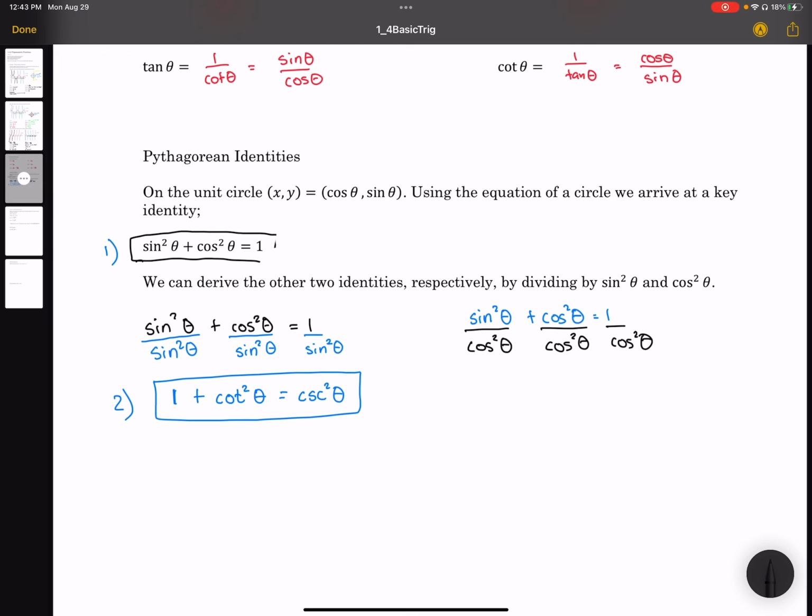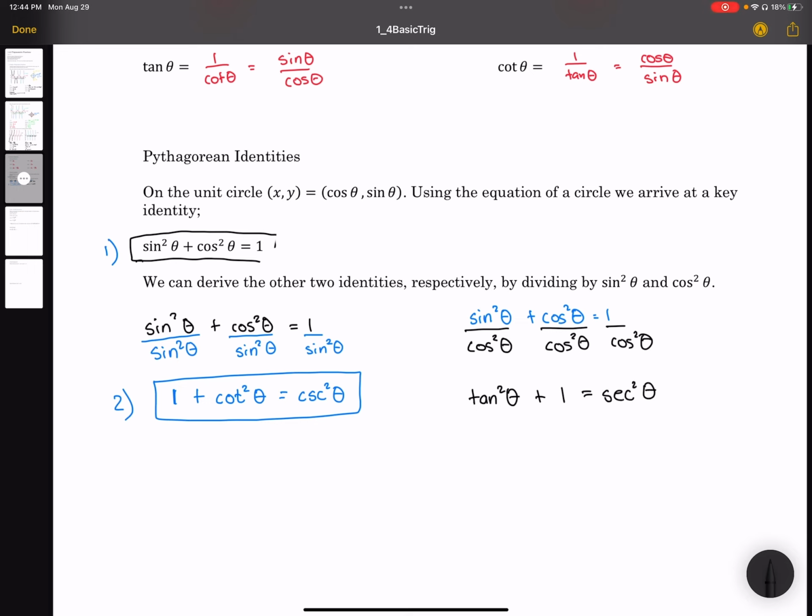So now we're going to get sine divided by cosine is tangent. So sine squared divided by cosine squared is tangent squared. Cosine squared divided by cosine squared is 1. And 1 divided by cosine squared is secant squared theta.